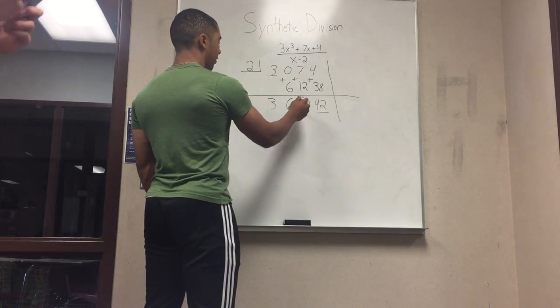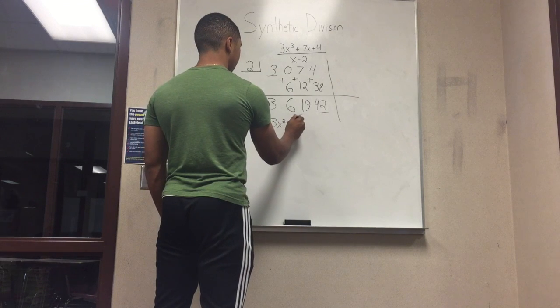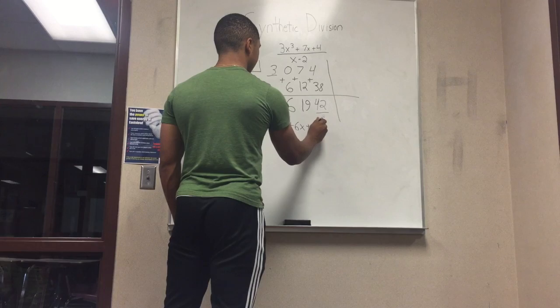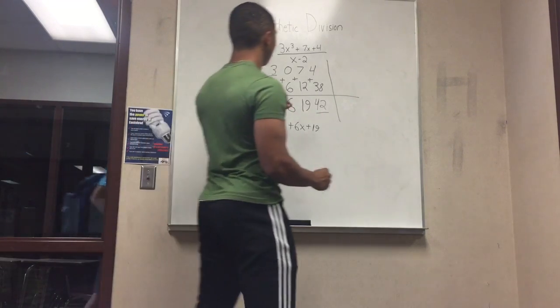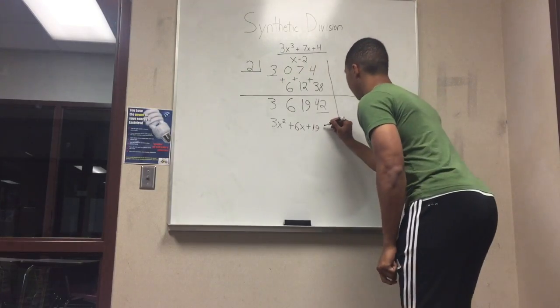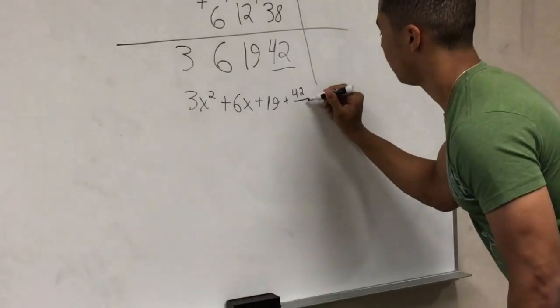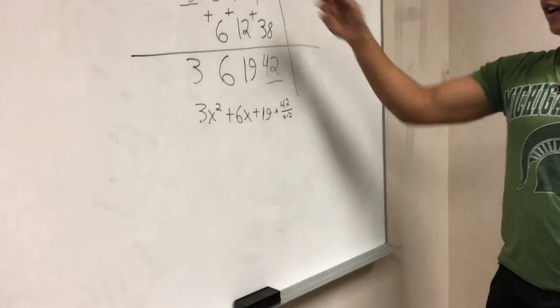But now you write it out as 3x squared plus 6x plus 19. And then for the remainder, you have 42 over what you're dividing by. So you have 42 over x minus 2. And that will be synthetically dividing this equation.